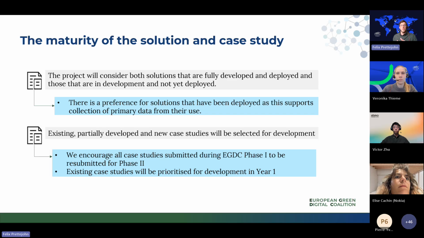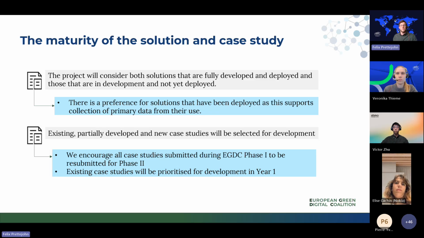We also want, for anybody who is involved in phase 1, there were several case studies that were submitted and could not be completed for a range of different reasons, data availability, maturity, but we really welcome for those solutions to be resubmitted this time. Hopefully some of the gaps that existed then have now been closed, and this gives us an opportunity to pick up where we left off with those solutions.